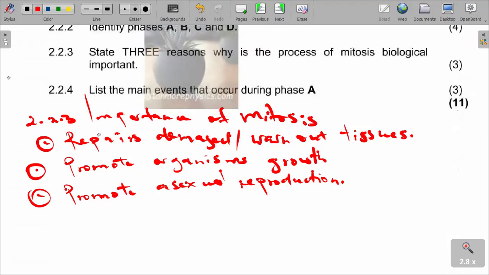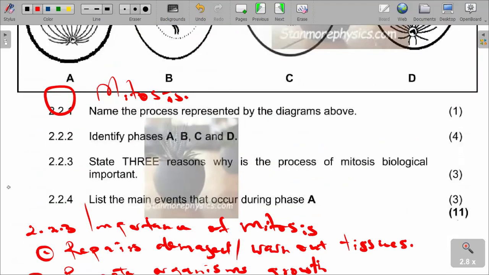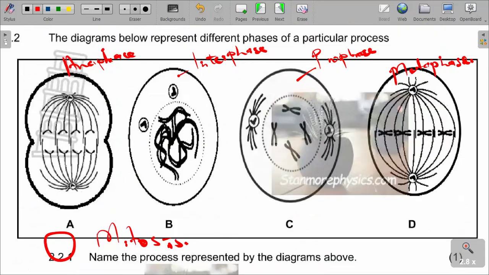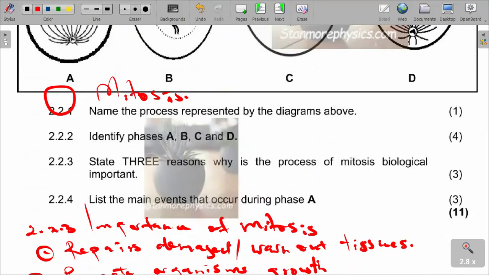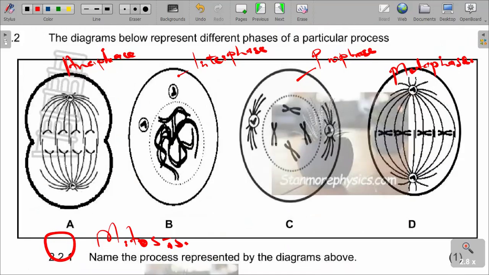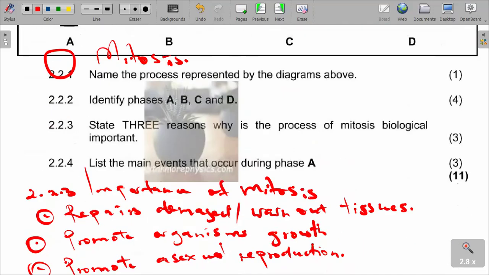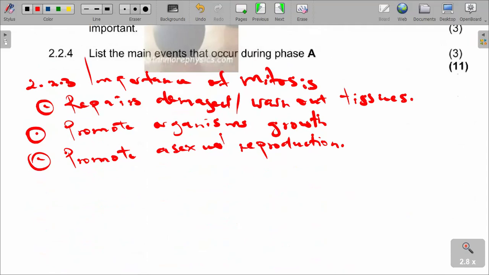And then list the main events that occur during phase A. Phase A, as you can see, is anaphase. So we look at the events that are occurring during anaphase.